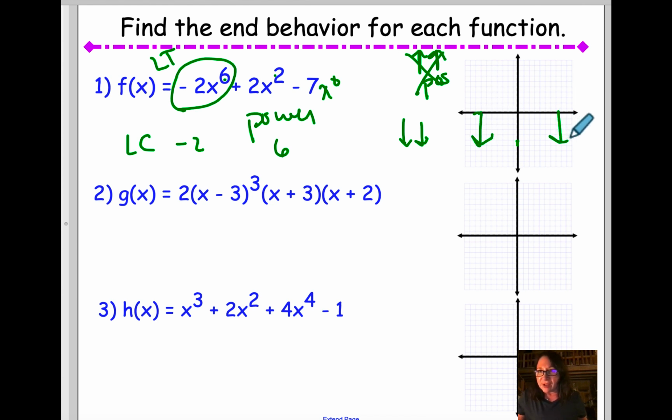Because this is down, down, and it looks like 6 powers, I'm going to have 5 turns. 1, 2, 3, 4, right? 5, okay? And that's what it would look like.